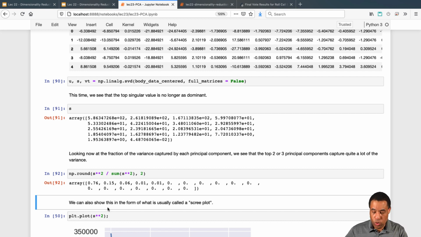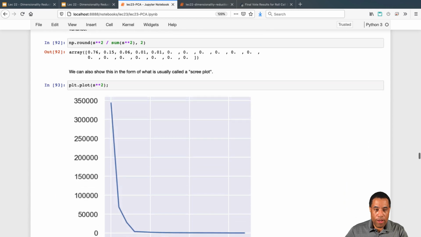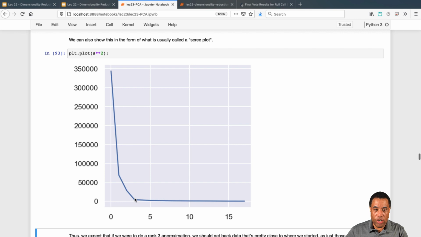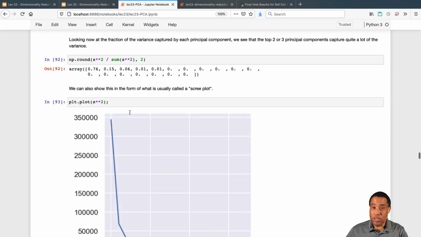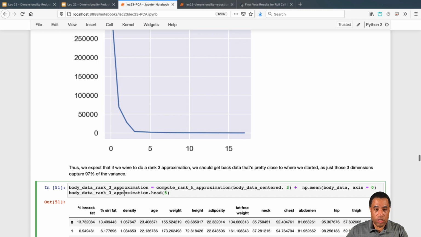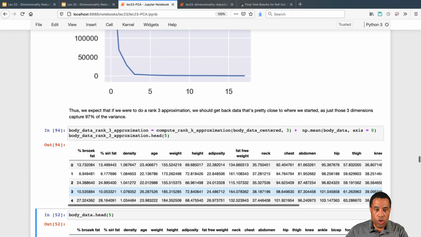Of course, we can do the scree plot, and we can see the same thing, that most of our variance is captured in the first 3 principal components. So, given that these first 3 principal components account for the vast majority of the variance, let's see what happens if we do a rank 3 approximation. We've got our function that will let us compute that. One of the things I'm going to do is uncenter the data by adding back in the mean of the original data set for each column. Okay, so here is our rank 3 approximation data.